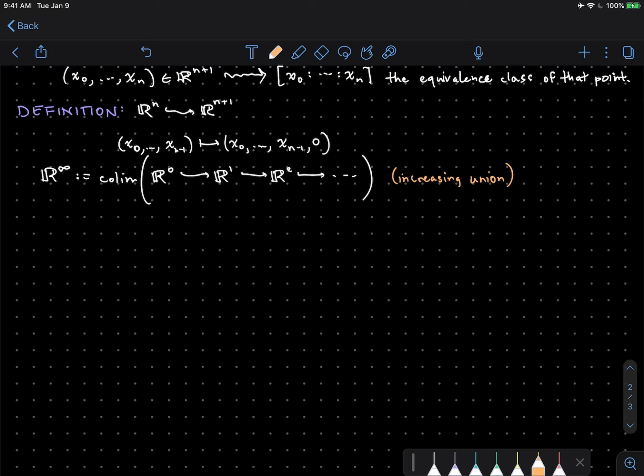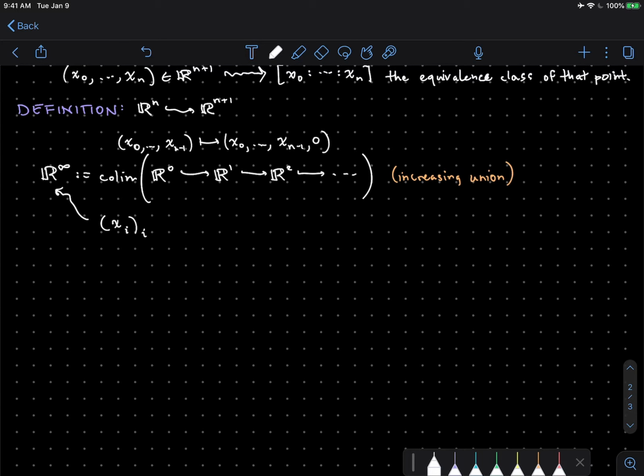And so this R infinity, well, a point in R infinity will be a sequence, say, xi, for natural numbers i, where xi equals 0 for all but finitely many i. So that is to say that every point in R infinity in fact lies in R to the n for some big enough n.